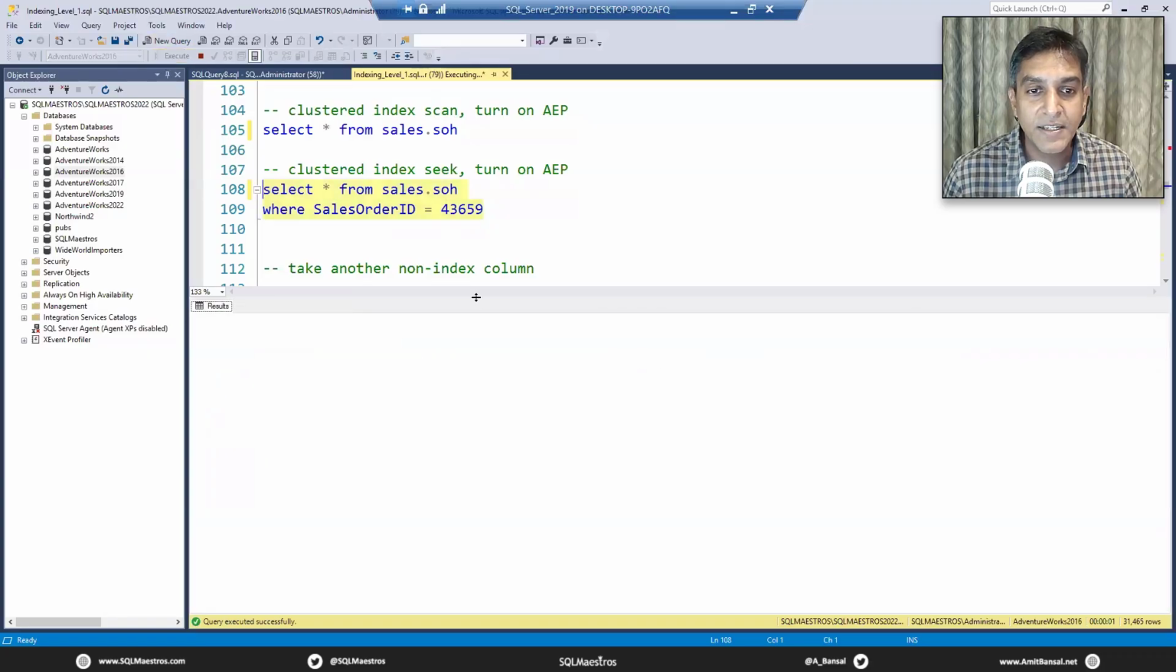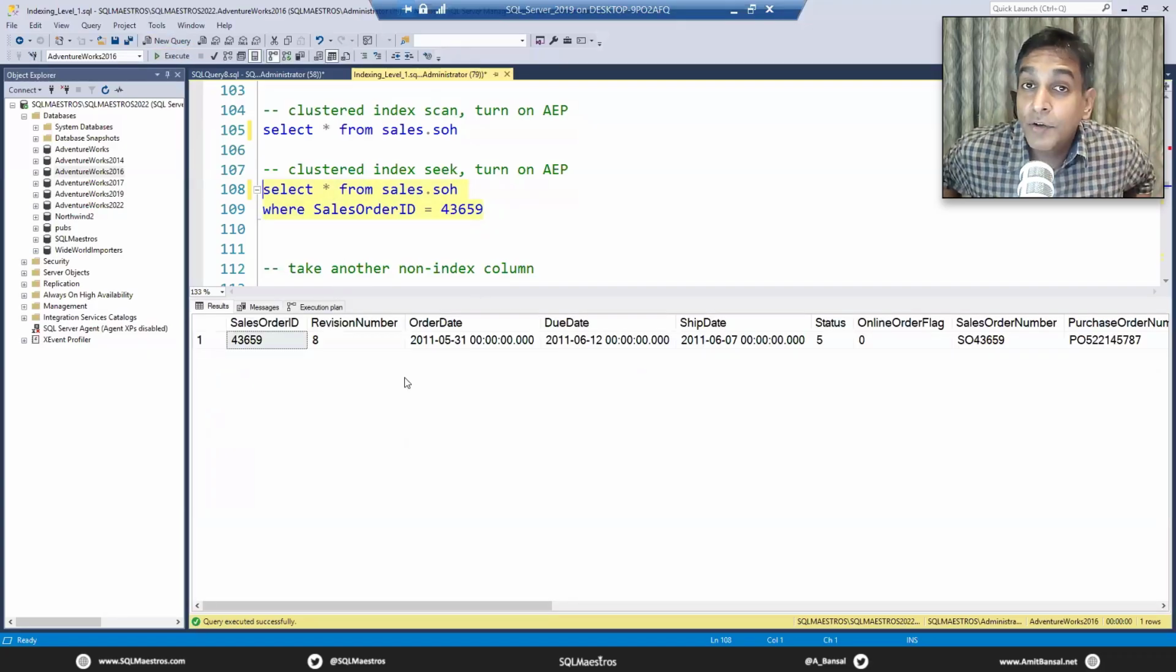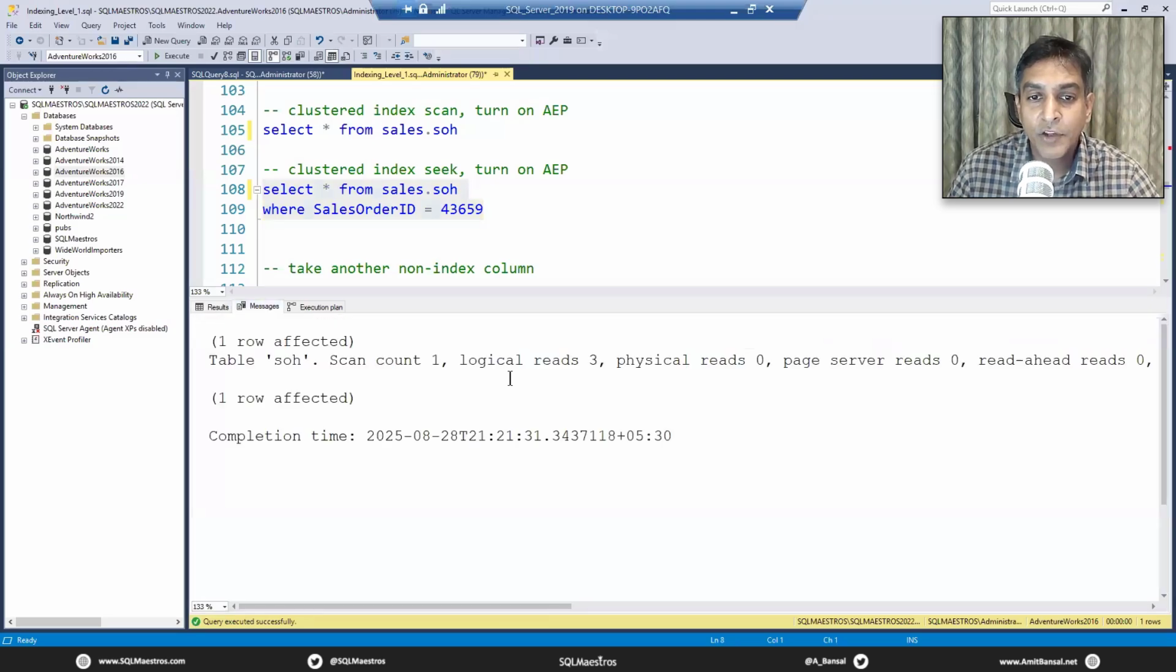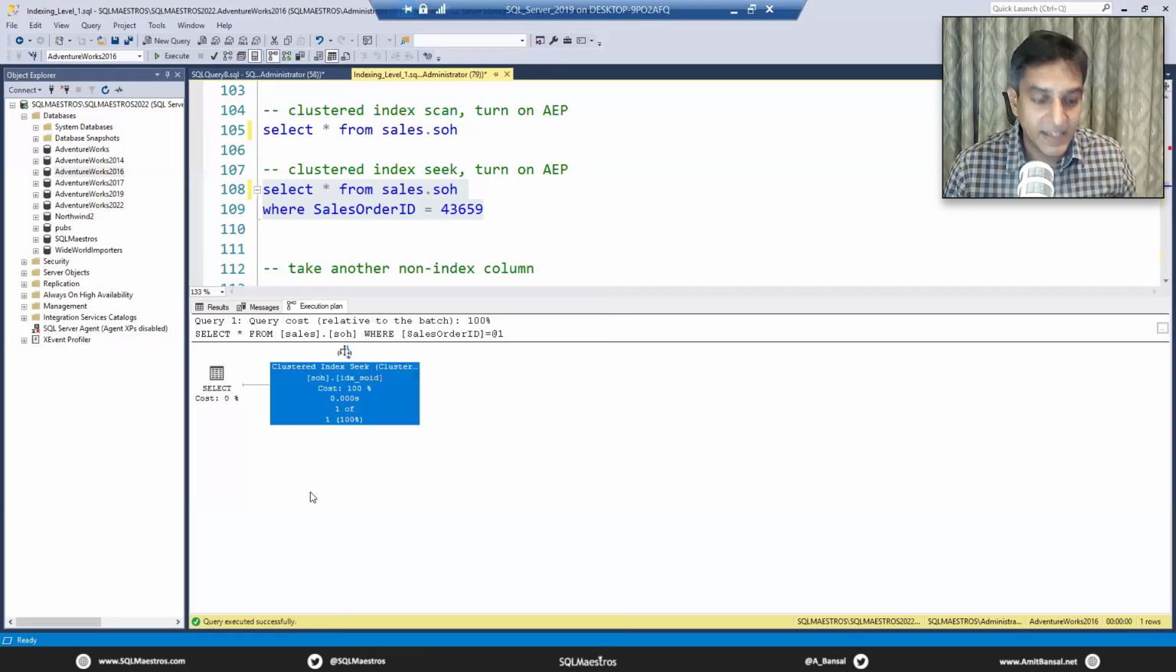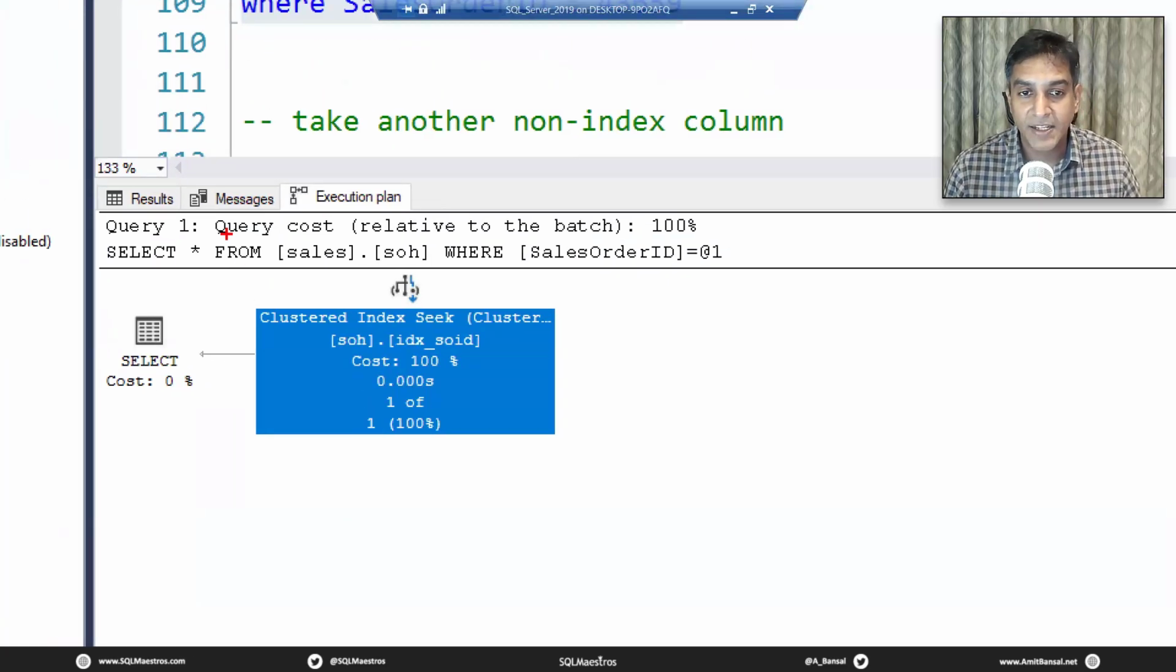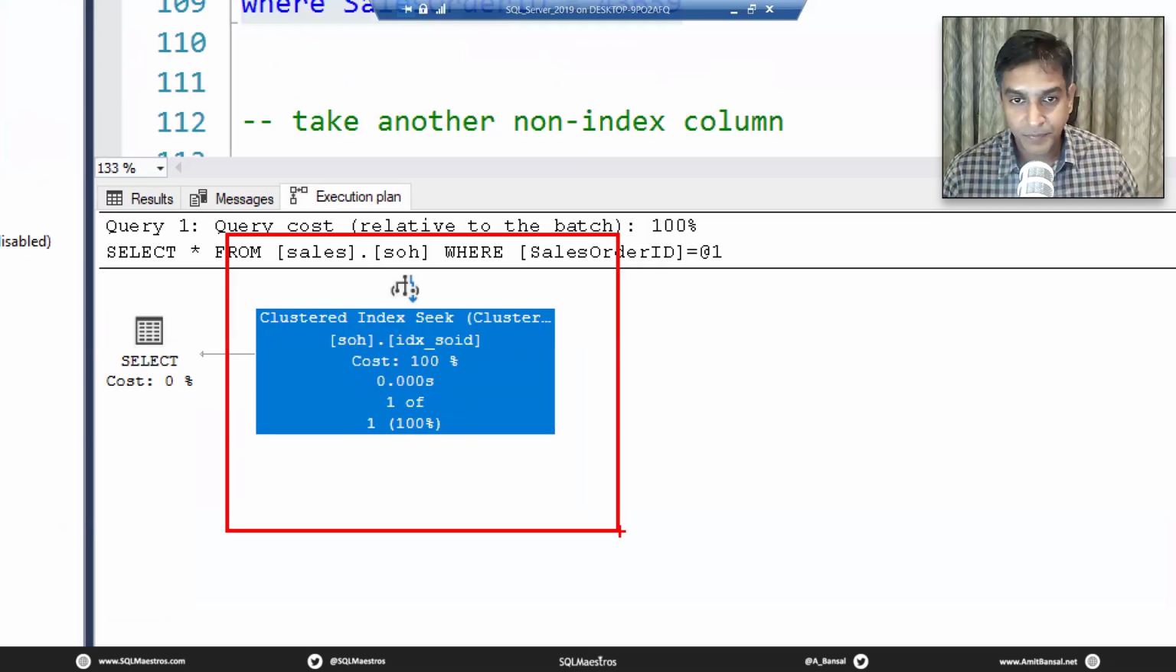Let's go and execute this. You get that one record, but to get this one record, did SQL Server scan all the pages? No, not really. If you look into the messages tab, you will see just three logical reads. Why? One page at the root level, one page in the intermediate level, and one page exactly in the leaf level. That gives you three pages. And this is where the clustered index is being used effectively. You jump over to the execution plan and you will see a seek operation. And this is what you expected, right? Perfect.